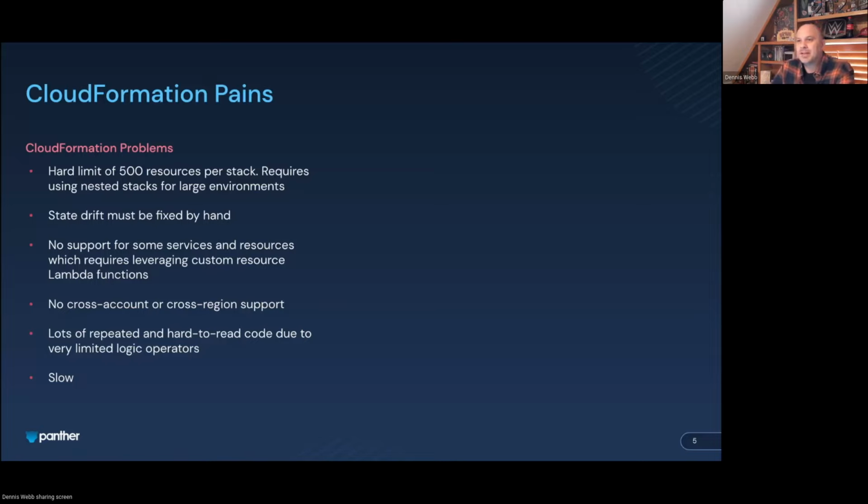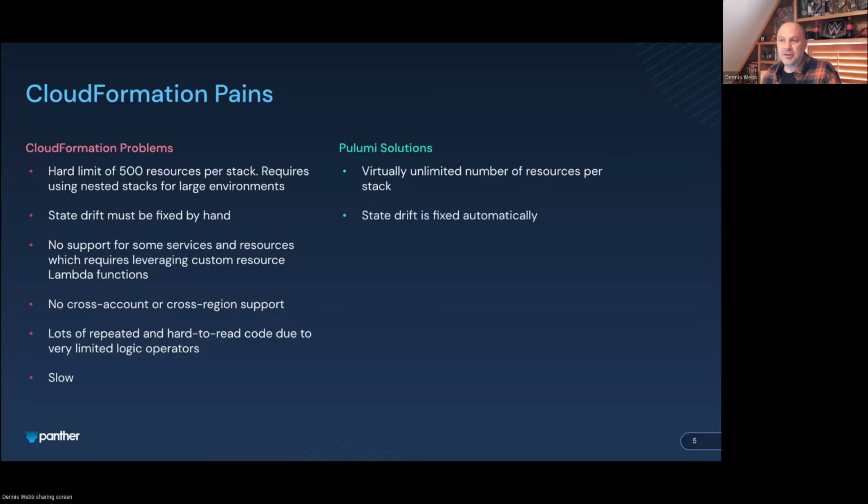So let's go ahead and now cover what the Pulumi solutions are to these problems. Well, first off, Pulumi has no limit on the number of resources in a stack. We've got 1,500 right now. I don't see any reason why we can't go to 3,000 or even more per stack. State drift is fixed automatically. This is a huge issue that is great to have.